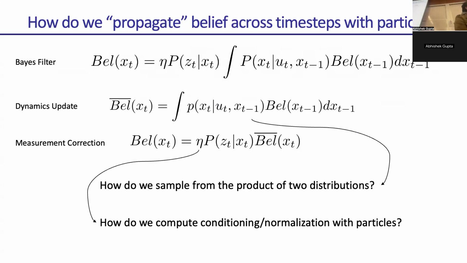When it's a probability distribution like a table, this is super easy. You just do a sum and renormalize over a column. But when it's a list of particles, it's not as obvious how to do it.